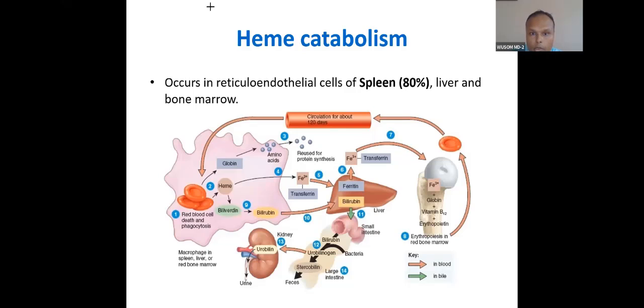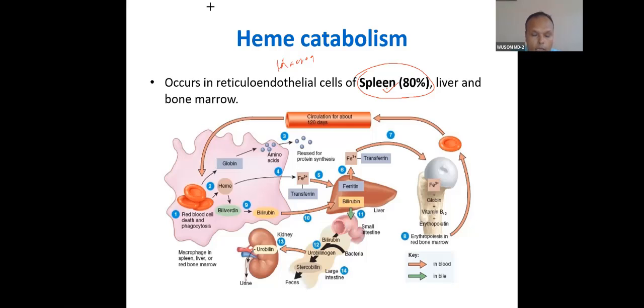The main heme catabolism happens in the spleen, because the main source of heme is your hemoglobin. That is why the spleen is the graveyard. Therefore, in the spleen, the reticuloendothelial macrophages of the spleen will degrade heme and contribute 80% of the bilirubin. This is followed by the liver and bone marrow.